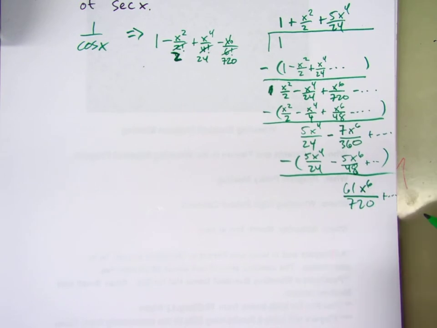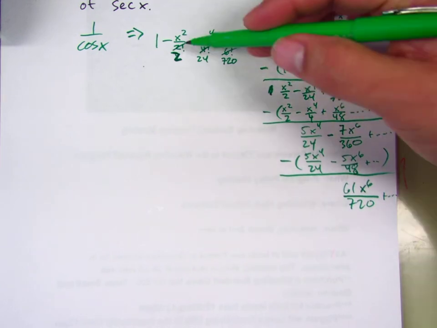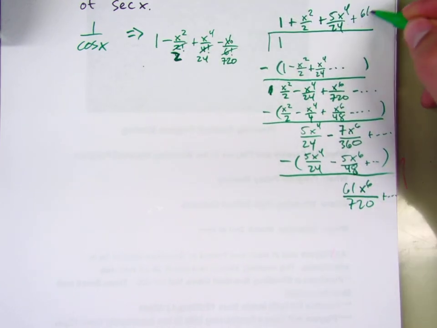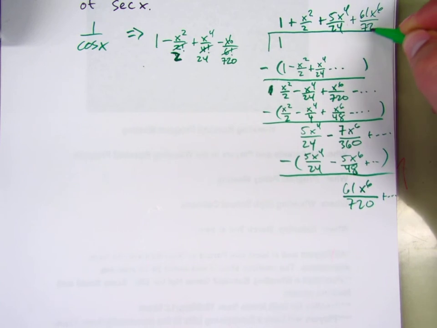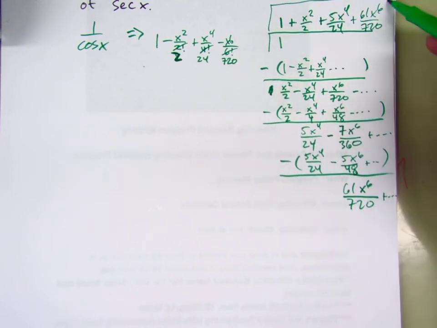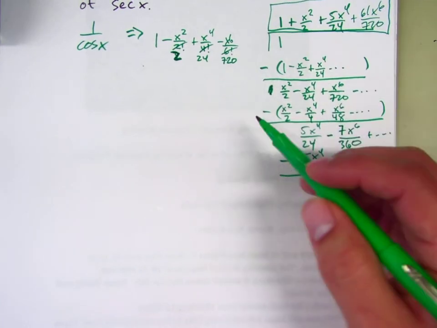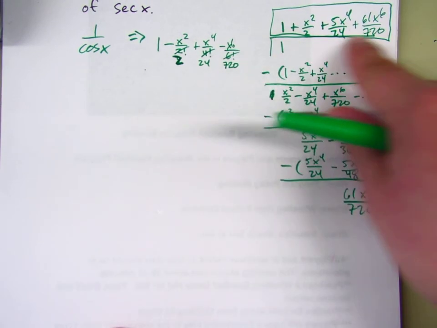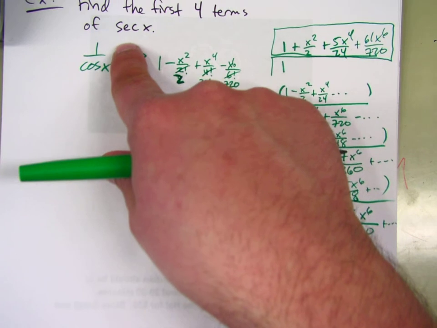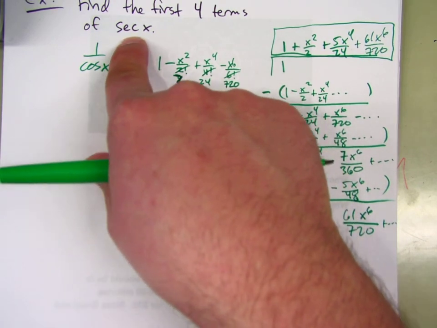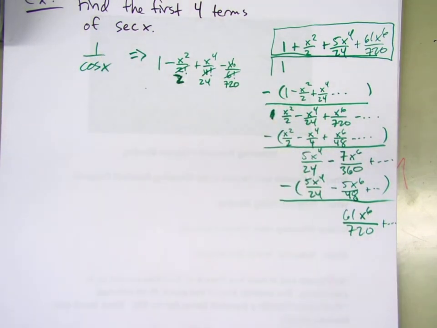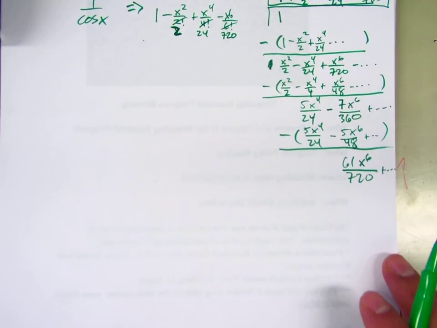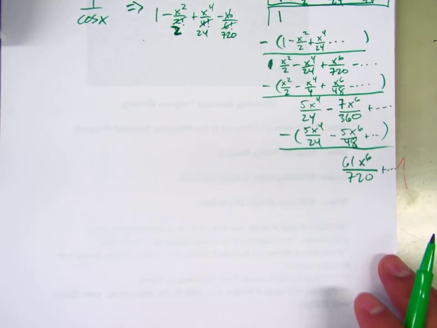Plus whatever, right? And we're done because 1 goes into this term exactly that many times, and that's all they wanted was just the first 4 terms. So these are the first 4 terms of secant x. Okay? So if you graph this, it should look something like secant x, at least to start. Okay? All right. Questions on that?